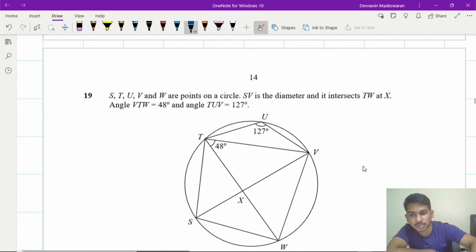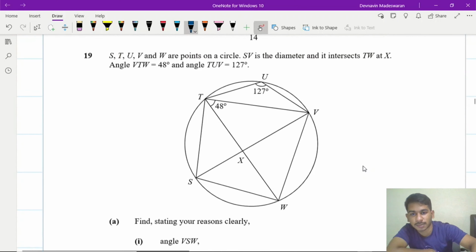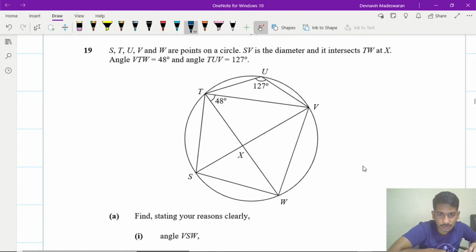Okay, we have more questions. S, T, U, V, W are points on the circle. SV is a diameter and it intersects TW at X. So that means this is a right angle triangle, because it's a diameter passing through the center. This is also a right angle triangle. 48 degrees, sure. This is 127.